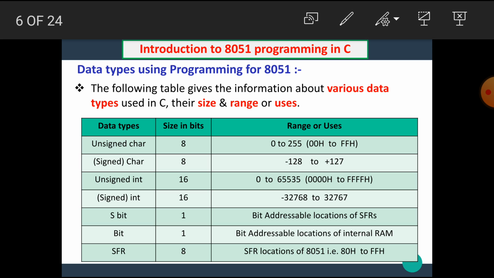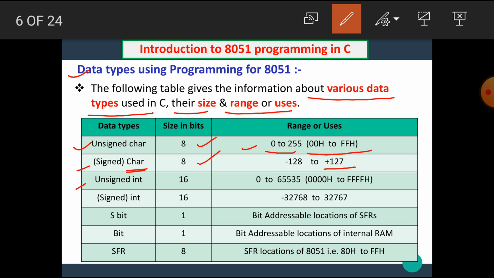Okay. Now the next point is data types used in programming for the 8051 microcontroller. The following table gives the information about various data types used in C, their size and their range or their uses. The first data type is unsigned character. Its size is 8 bits and its range is 0 to 255. Okay, this is in decimal. In hexadecimal, this value is 00H to FFH. The next data type is signed character. That means this character has positive as well as negative values. Its size is 8 bits and its range is -128 to +127.